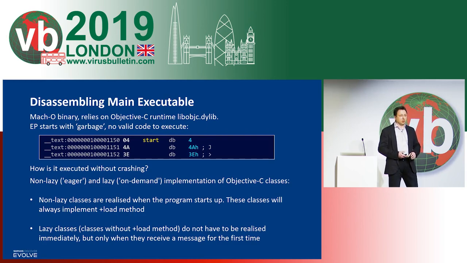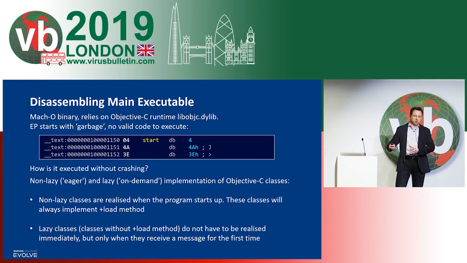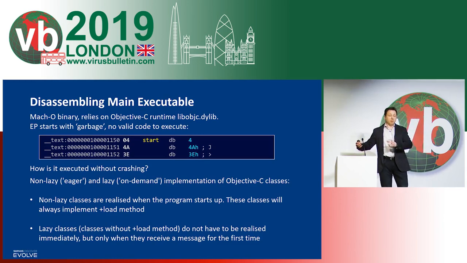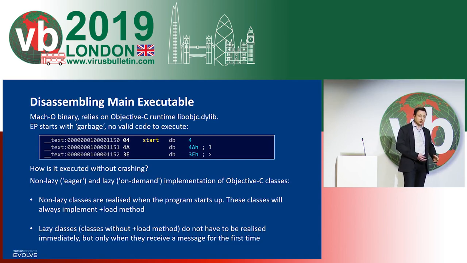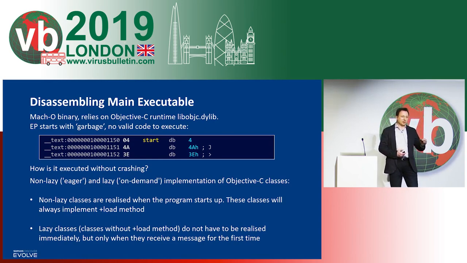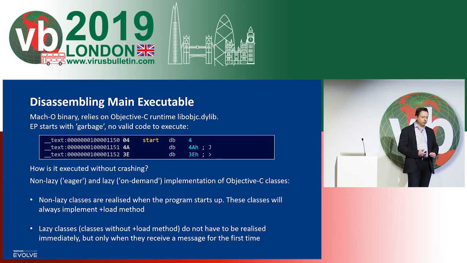Lazy classes are the classes that are not realized immediately. They are realized on demand, the moment they get a message or a method call from that class. As opposed to that, there are non-lazy classes, the eager classes. Those are the classes that get realized immediately when the program starts. And what's also interesting is that these non-lazy classes will always implement a method called +load. That's the method that gets called.